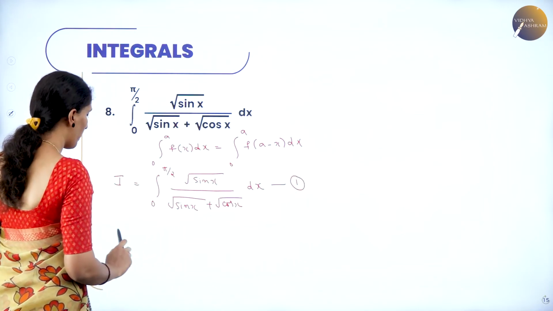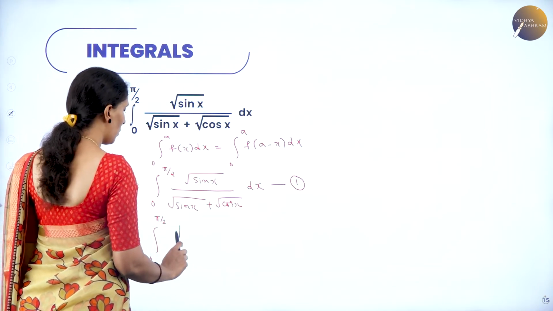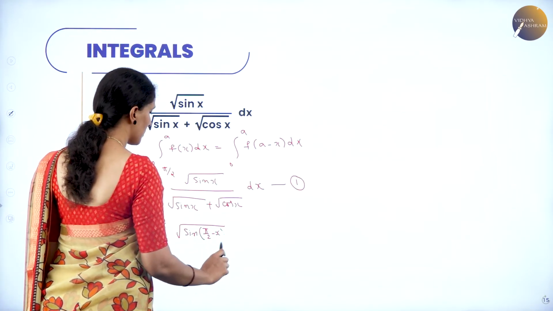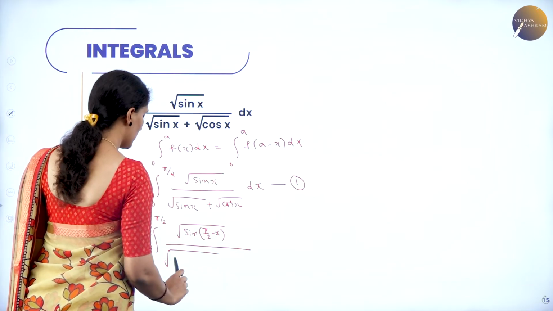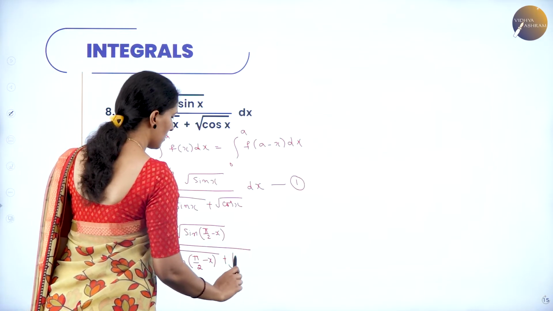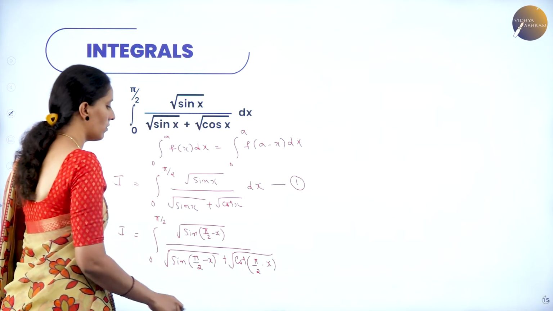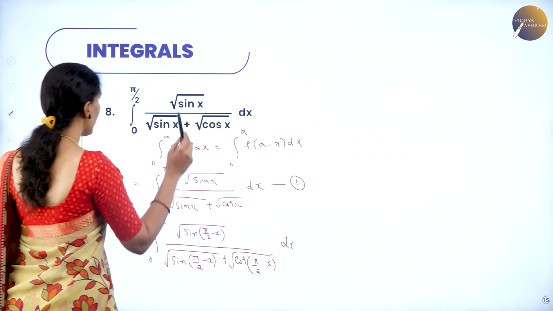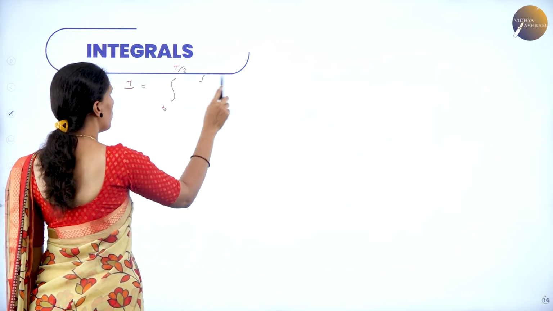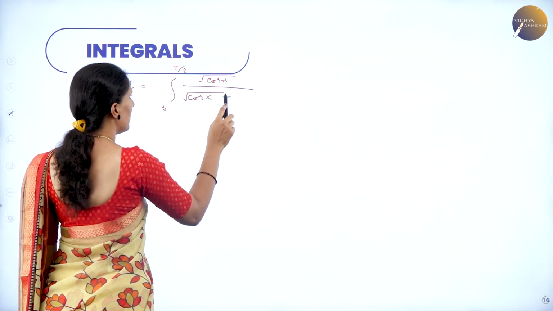Now apply the fourth property. Then it becomes the integral from 0 to pi/2 of root sin(pi/2 - x) divided by root sin(pi/2 - x) plus root cos(pi/2 - x), with respect to dx. So after solving we get I is equal to the integral from 0 to pi/2 of root cos x divided by root cos x plus root sin x.